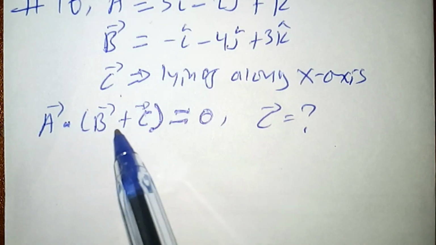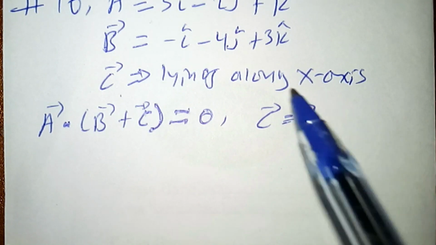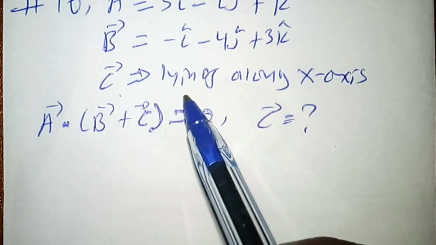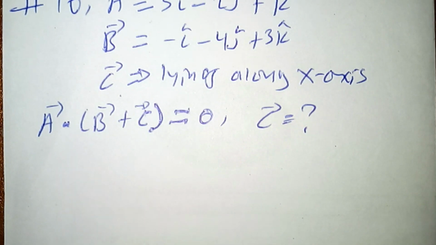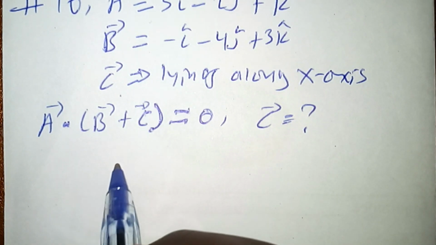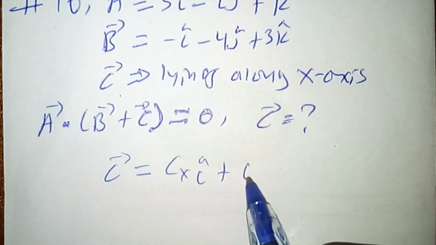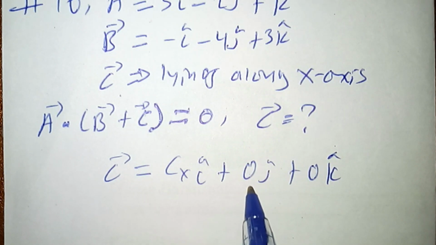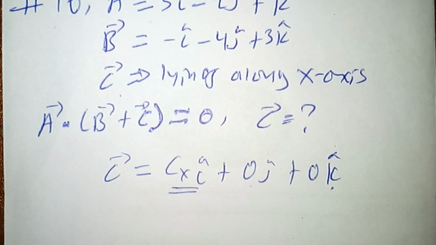Three vectors A, B, and C are such that A dot (B plus C) is equal to 0. Then what is the vector C? From the given, we can see that vector C lies along the x-axis. That means C has only a single component, so vector C can be written as Cx i plus 0j plus 0k. Vector C has no y and z component, it is only lying along the x-axis.